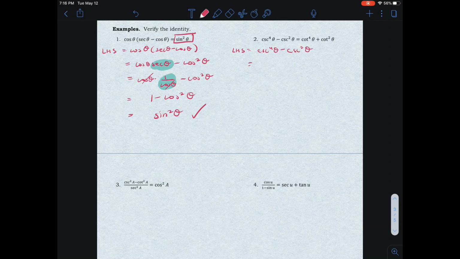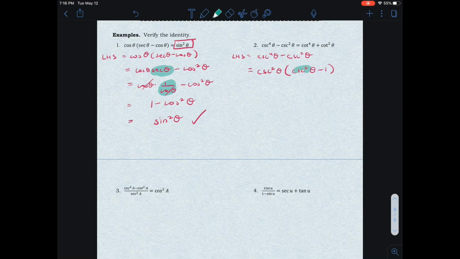And then from here, what I notice is they have cosecant squared in common. So I can actually factor that out. So when I factor out a cosecant squared of theta, I'm left with a cosecant squared of theta minus 1. So hopefully you'll notice this cosecant squared of theta minus 1, and you'll think, hey, I can actually rewrite this using one of my Pythagorean identities.